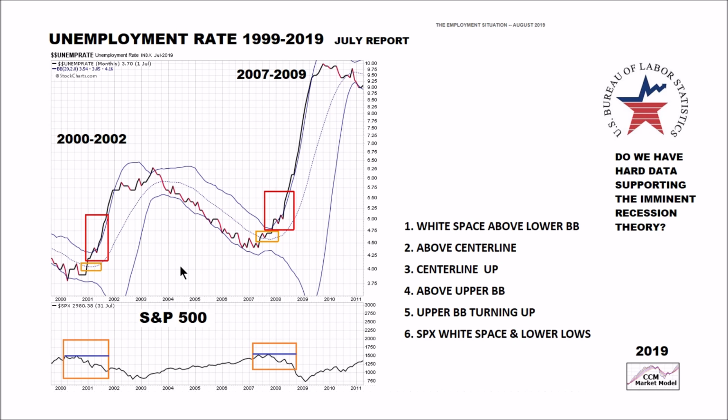This is the U.S. unemployment rate. We've covered this chart several times in the past. This is the look that we want to avoid. This is the look of the S&P 500 on the bottom of your screen. These are the 6 boxes that you want to see checked if you are a stock market bear.